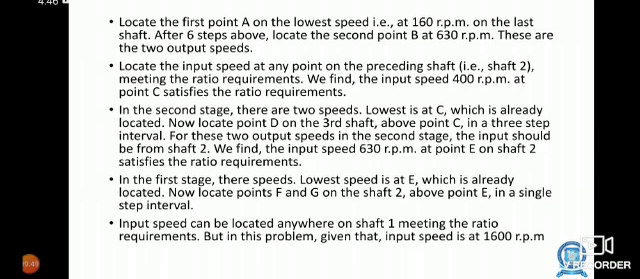The output should be from shaft 2. We find the input speed 630 rpm at point E on shaft 2, satisfying the ratio requirements. In the first stage, there are three speeds, the lowest speed is at E, which is already located. Now locate points F and G on shaft 2 above point E in a single step interval. The input speed can be located anywhere on shaft 1 meeting the ratio requirements, but in this problem it is given that the input speed is 1600 rpm.